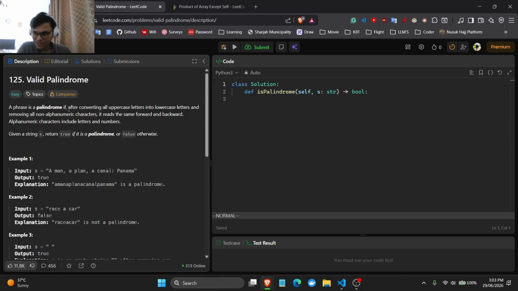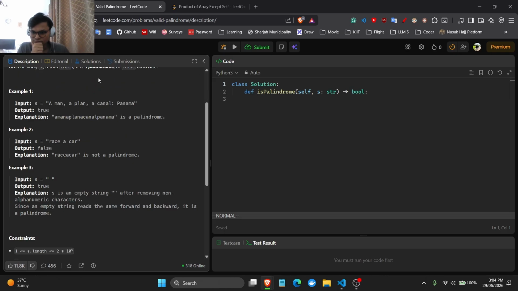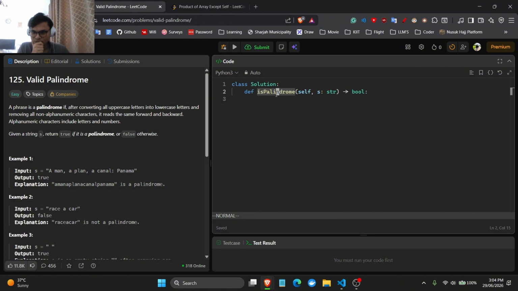A phrase is a palindrome if after converting all uppercase letters to lowercase letters and removing all non-alphanumeric characters. Yeah, so again, this is quite simple to do.